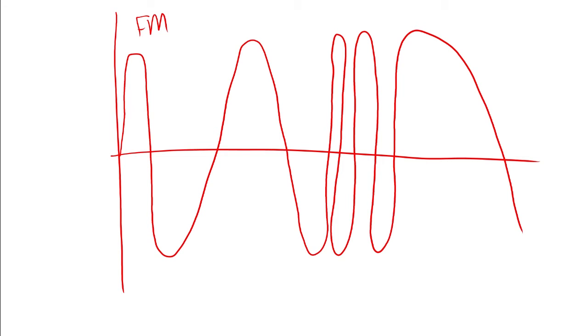Now, obviously, this is an exaggeration, but the telephone signal could be around 3,000 hertz. So that means 3,000 cycles in 1 second.